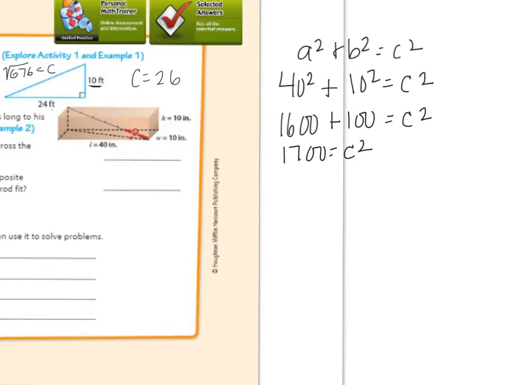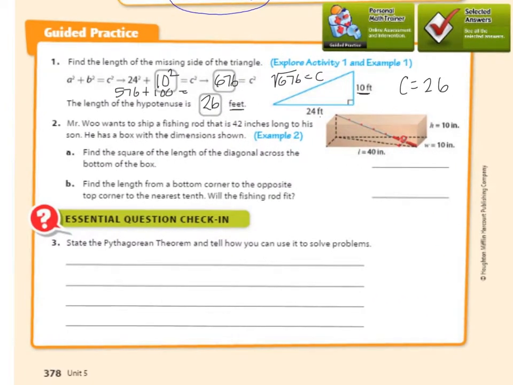And so I'm actually just going to leave that length as it is. I'm going to leave this distance right here. That's my C squared distance. Okay. And I'm going to leave that because the next thing it's going to want me to do, let me move this back over, is it's going to want me to find the length from the bottom corner to the opposite top corner to the nearest tenth.